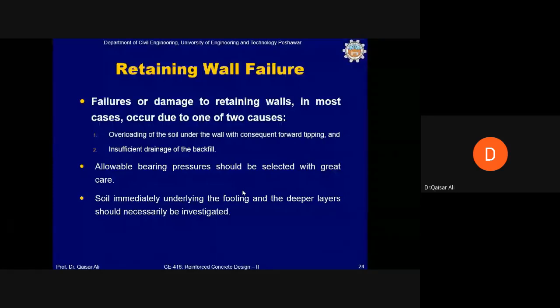In most of the cases, the settlement of the soil was the major problem, especially in the case of a gravity retaining wall, where the wall weight is much higher as compared to a cantilever reinforced concrete retaining wall. The other reason is insufficient drainage of the backfill. So in order to take care of these two problems, allowable bearing pressure should be selected with great care, and the soil immediately underlying the footing and the deeper layer should necessarily be investigated in order to prevent the failure of the retaining wall due to these reasons.